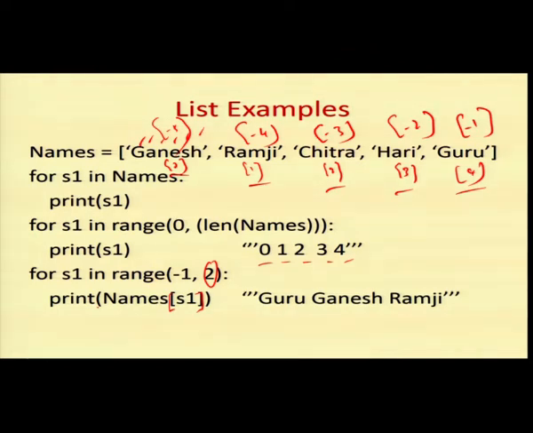So here print names of S1. What will happen? Since my starting position is -1, Guru will be printed, and since my ending position is 2, the 0th position is Ganesh, the first position is Ramji. So Guru, Ganesh and Ramji will get printed. Hope you can understand. You kindly work it out. This is an example for list.